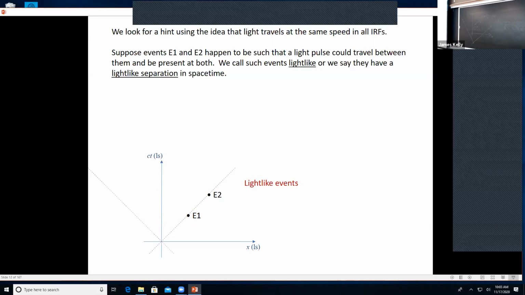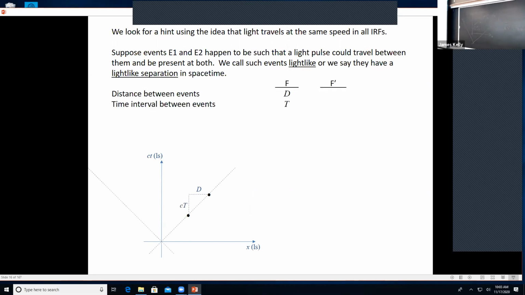No massive object could do it. You have to go at exactly c to be present at both events. Okay, here's two other light-like events. They just have to be along a 45-degree line. So I'm going to put them on that dashed line that I usually draw there just for convenience.